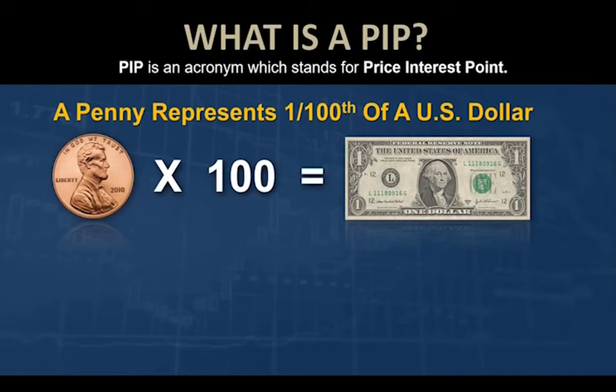Now let's start talking about what a PIP is. This is very important because this is what we're trying to do in this market. We're trying to capture PIPs. Now PIP, P-I-P, is an acronym. It stands for Price Interest Point.